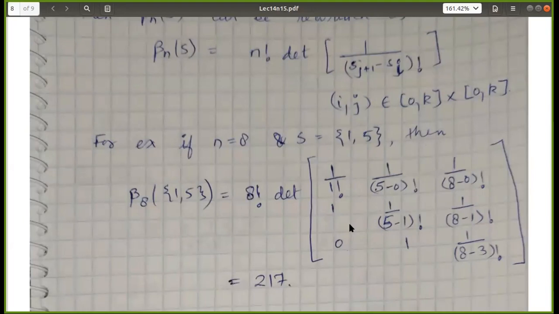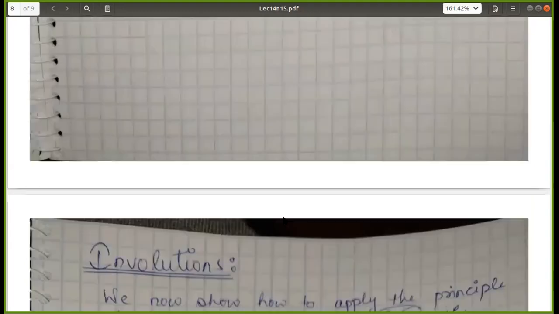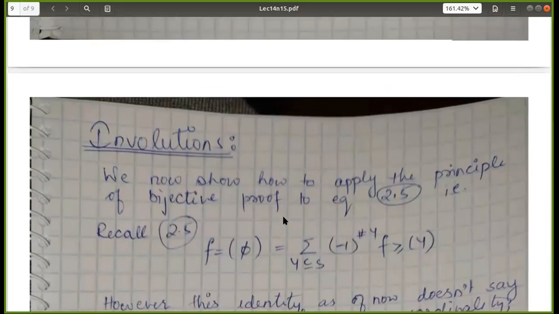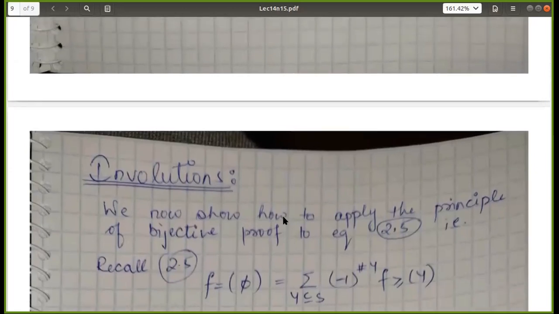And then when you compute the determinant of this matrix and multiply it by 8 factorial, you're going to get the answer to be 217. So that you can check. And the next piece which I had to cover was involutions and determinants. But this is not complete, so I will not touch it in this particular video. I'll put another video with this content. It's not so good otherwise.